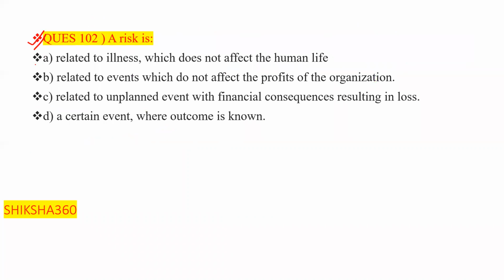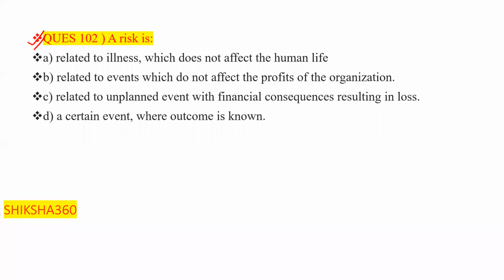Very easy question. This is the first line which we have discussed in chapter number 2. What is a risk? Very important and easy question, we expect this type of question in the examination. The first option says a risk is related to illness which does not affect human life. The second says a risk is related to events which do not affect the profits of the organization. The third says a risk is related to an unplanned event with financial consequences resulting in loss.